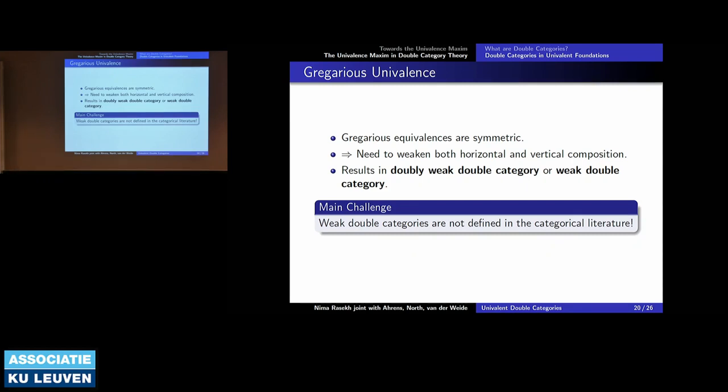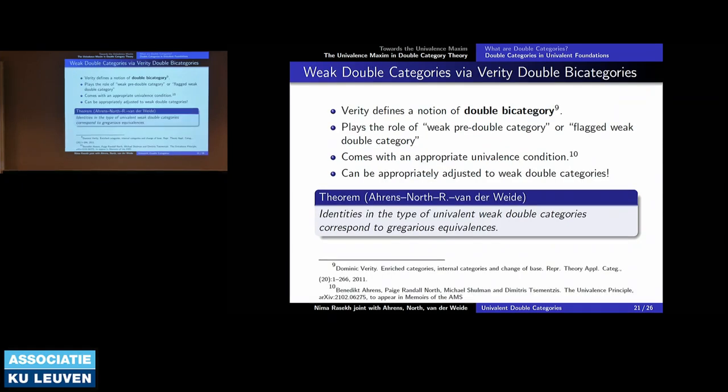So we have kind of reached the end of the literature. It's kind of fun. So what do we do? There's a cool trick. There is a notion of what is called a double bicategory.